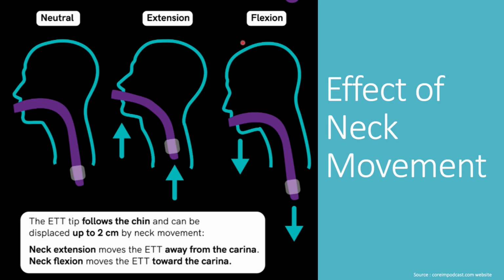Now, neck position significantly affects tube depth. Neck flexion pushes the tube further down towards the carina, while neck extension pulls the tube upward. This is why clinical correlation and patient positioning matters when interpreting tube position.